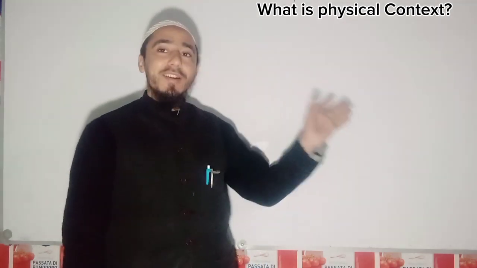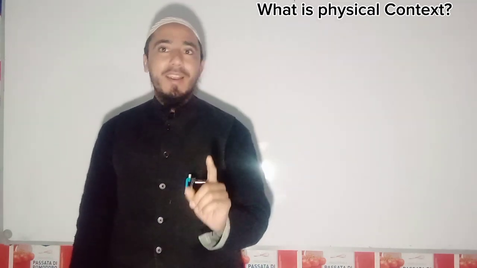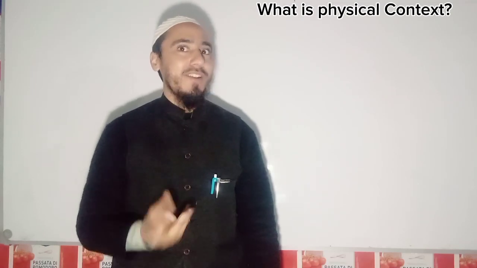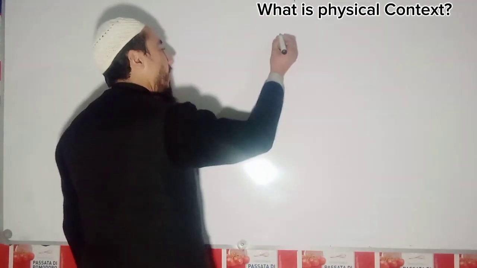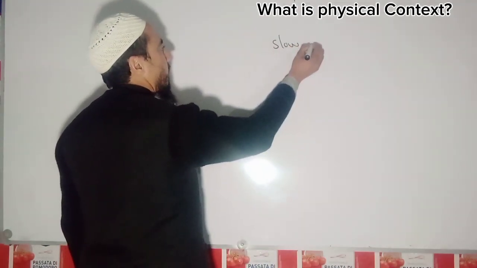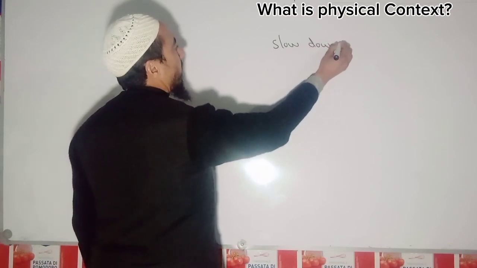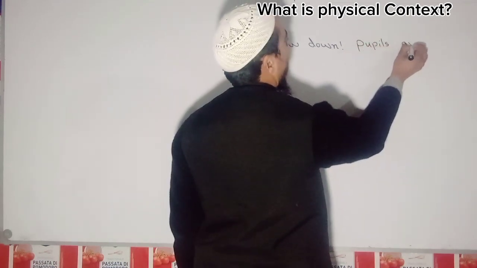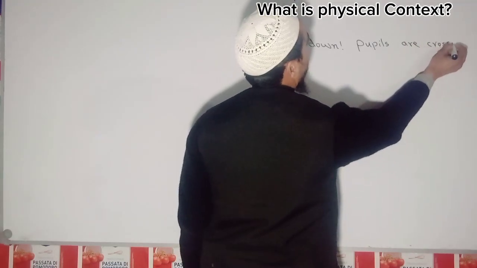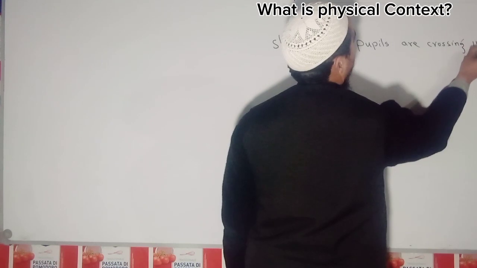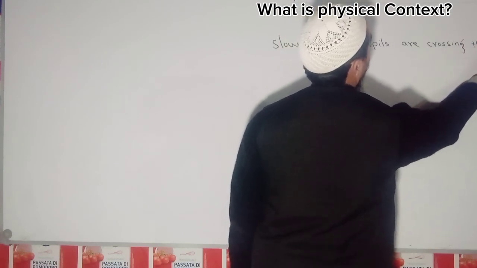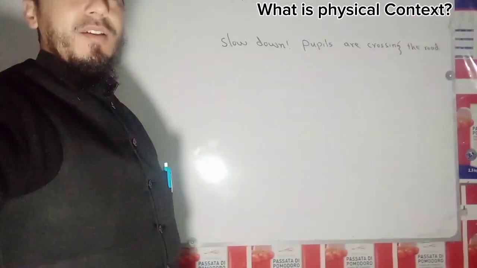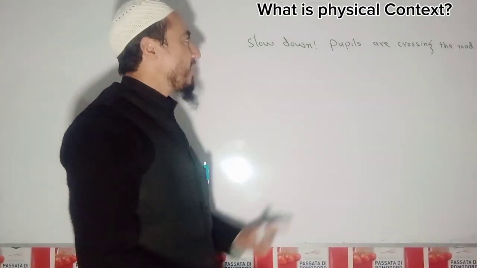Now, there are some examples. I'm just presenting one example and it will clear your concept about physical context, that what actually physical context means. For example, slow down, pupils, or crossing the road. Listeners and audience, see this example. Slow down, pupils, or crossing the road.